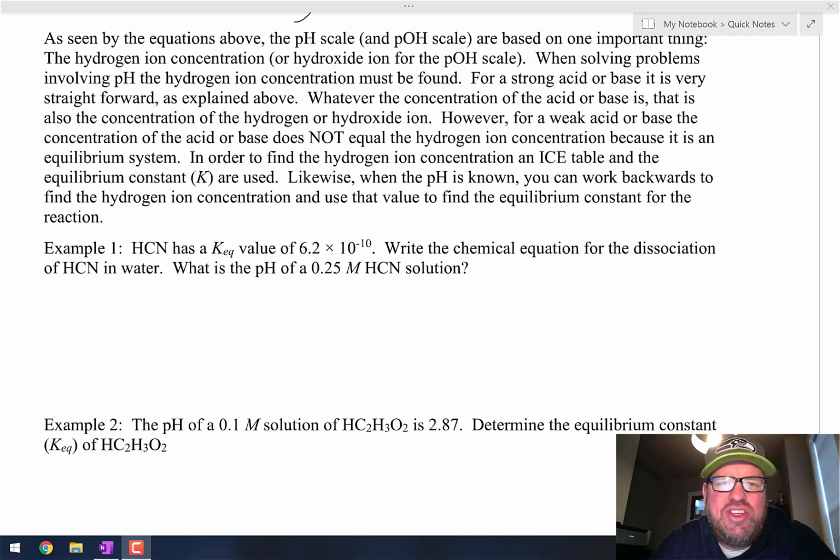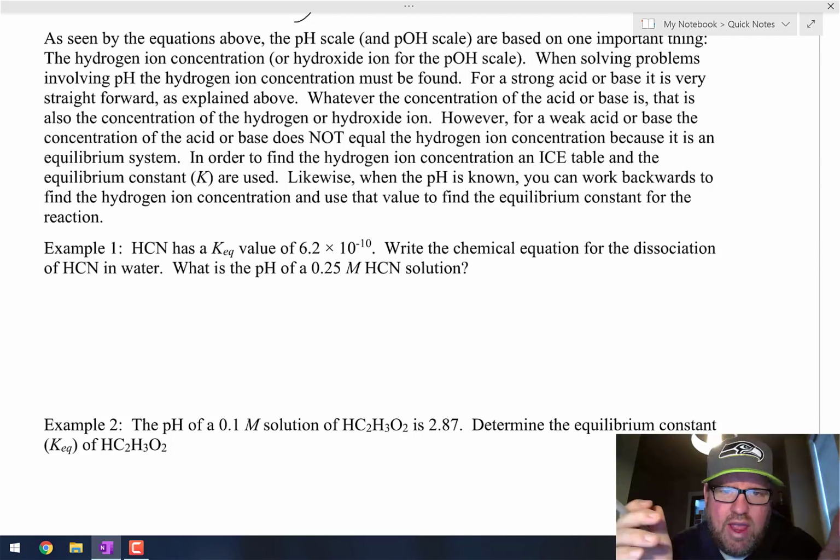So like we talked about yesterday in our video, the pH of a substance is based, again, exclusively on the hydrogen ion concentration. If you're using the pOH scale, obviously it's based on the hydroxide ion concentration. Okay, and so when you're solving problems that involve pH, you have to know the hydrogen ion concentration.